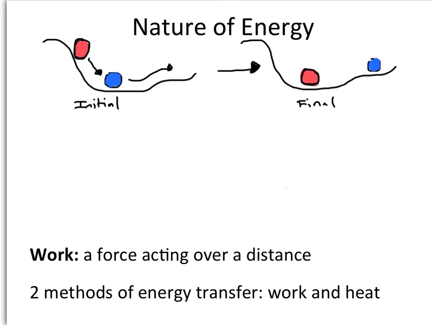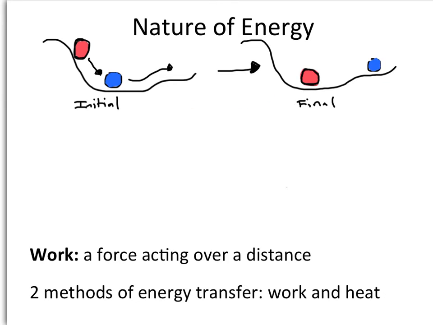Because of that, there has to be something else that is being released or gained in order to cause this overall decrease in potential energy. What are those two components? Those two components are going to be work and heat. So work and heat are both being transferred in this type of interaction.